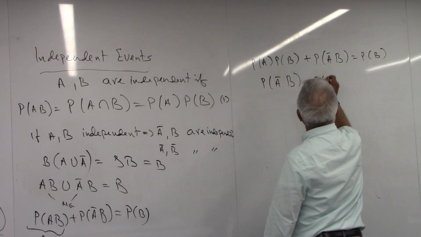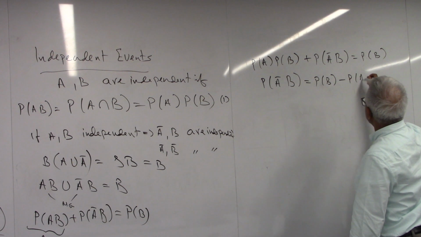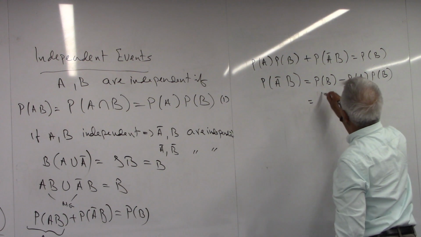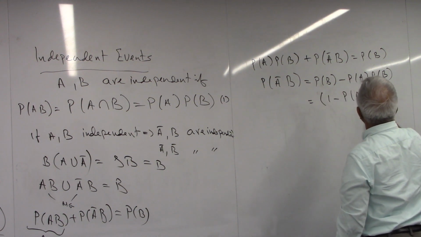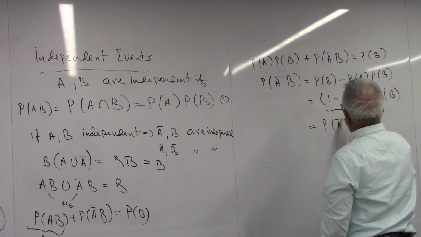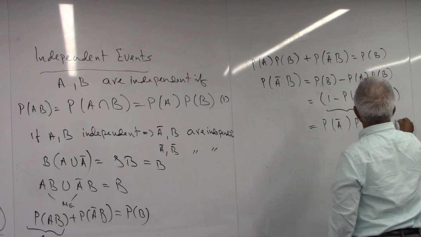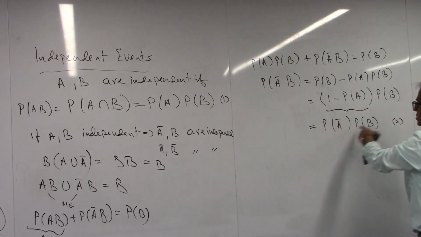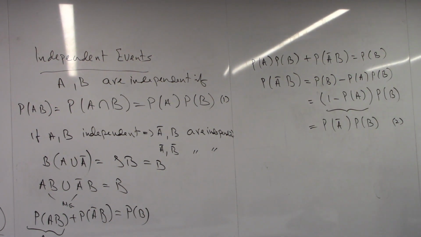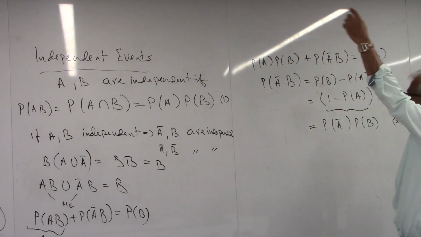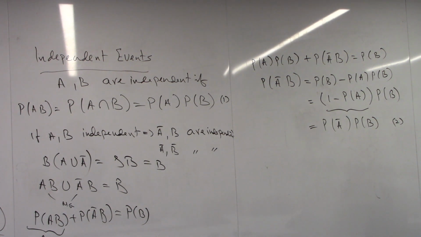So that's P(B) minus P(A)P(B). So P(B) is common, so I pull out P(B). Then what remains is 1 minus P(A), multiplied by P(B). But we saw this is P(A bar). So we get to show that these two are independent because the probability of their intersection is the product of their probabilities, etc. So you should be able to show that the other pairs are independent by similarly going one more step this way. So that's the notion of independence.